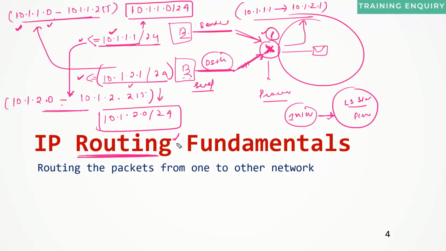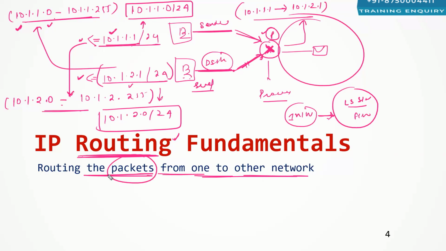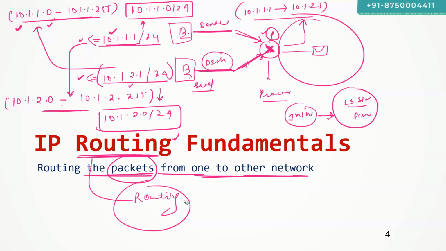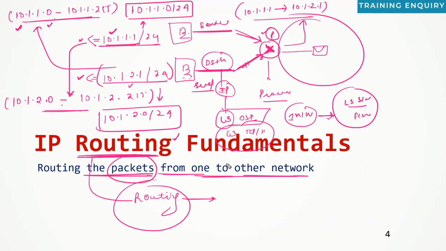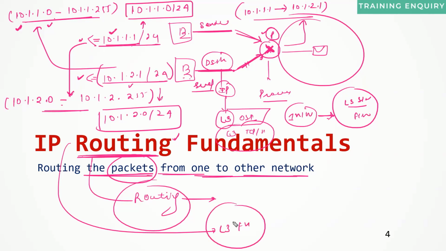So routing is a process of forwarding the packets from one network to another network, and whatever devices can forward the packets from one network to another network are known as routing capable devices. And since we are forwarding the packets based on the destination IP, and the IP address works at layer 3 of the OSI model, or layer 3 of the TCP/IP model, that's why we typically say that routing is a layer 3 function. It is the responsibility of layer 3 of the OSI or TCP/IP model to perform the routing.